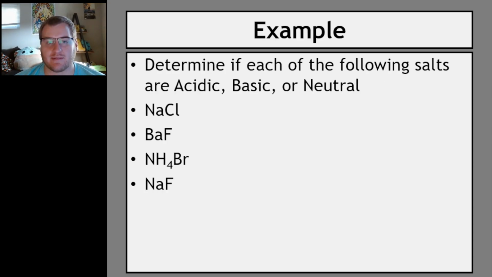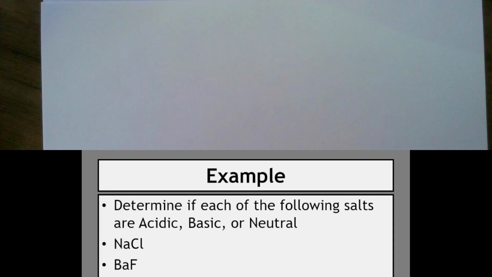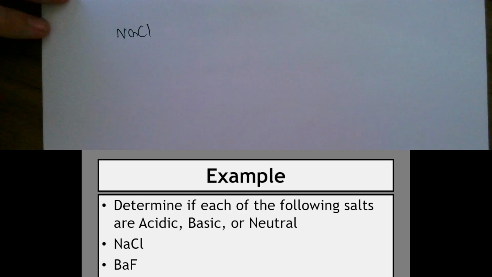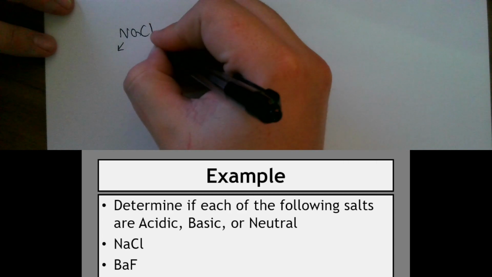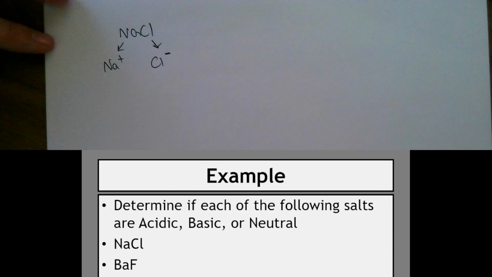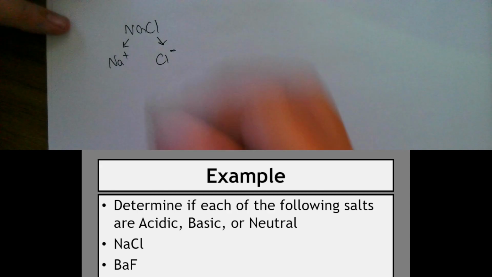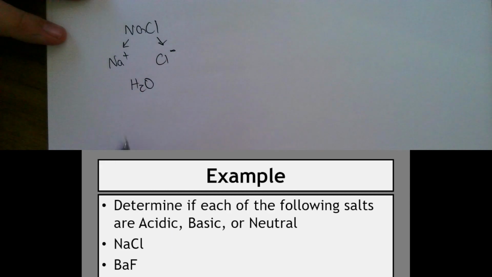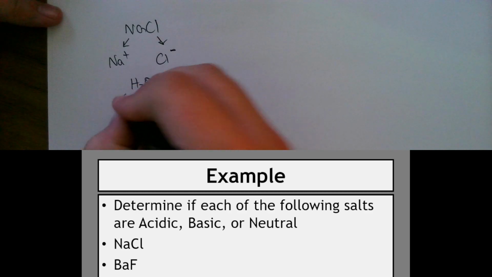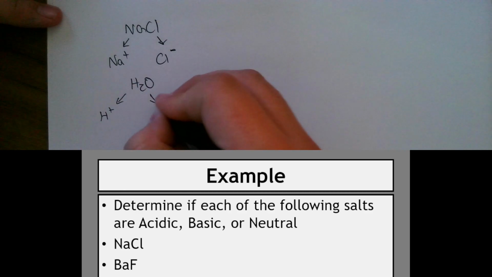Let's look at some salts, break them down, and try to figure out which of these are acidic, which are basic, or which are neutral. So let's start with NaCl. It helps to think about these as two individual components, Na+ and Cl-. We're going to add these to water and see which ones of them actually make strong acids and which ones don't. An easier way to think about water is by splitting it apart into H+ and OH-.